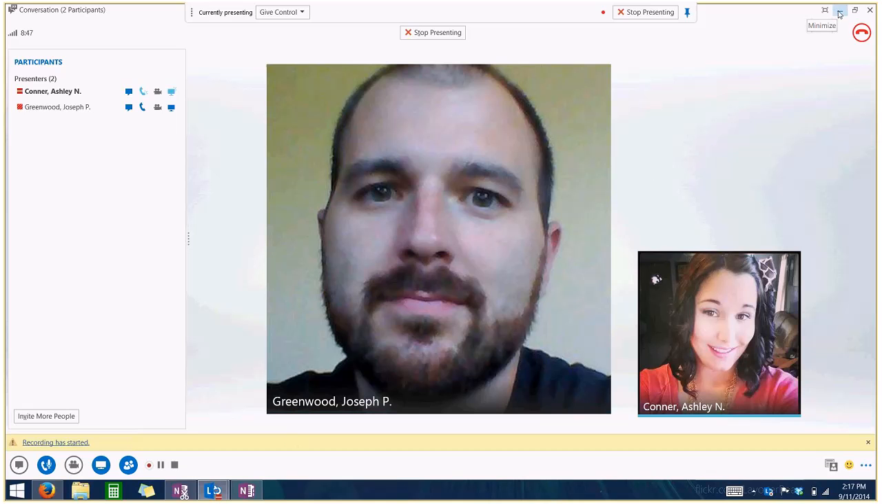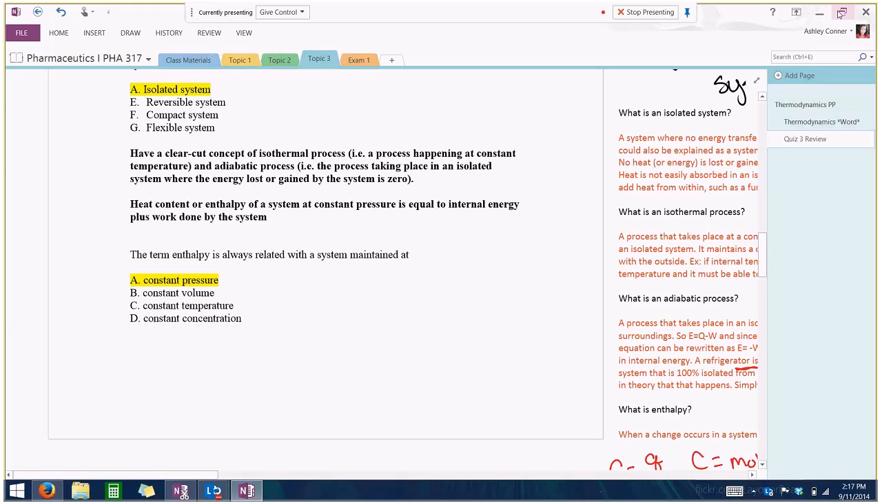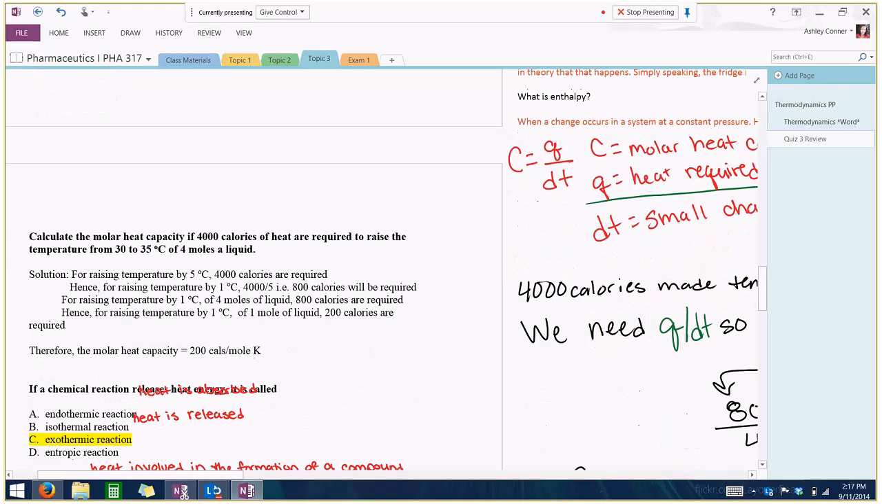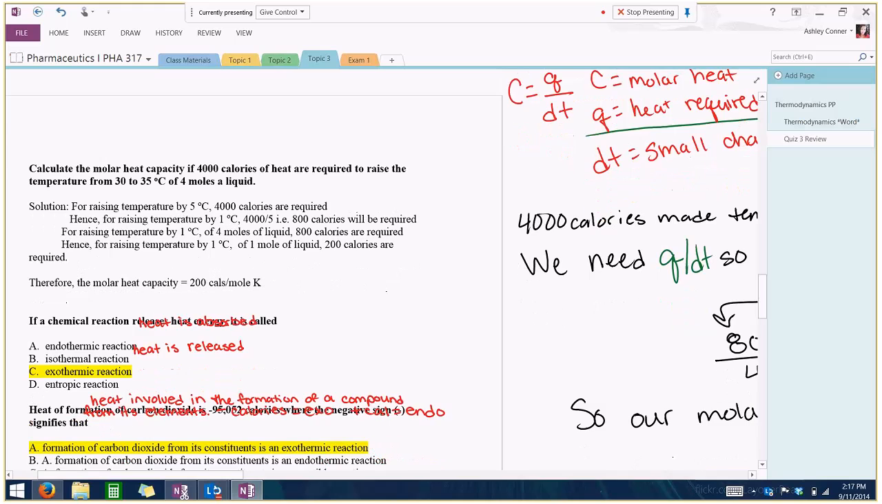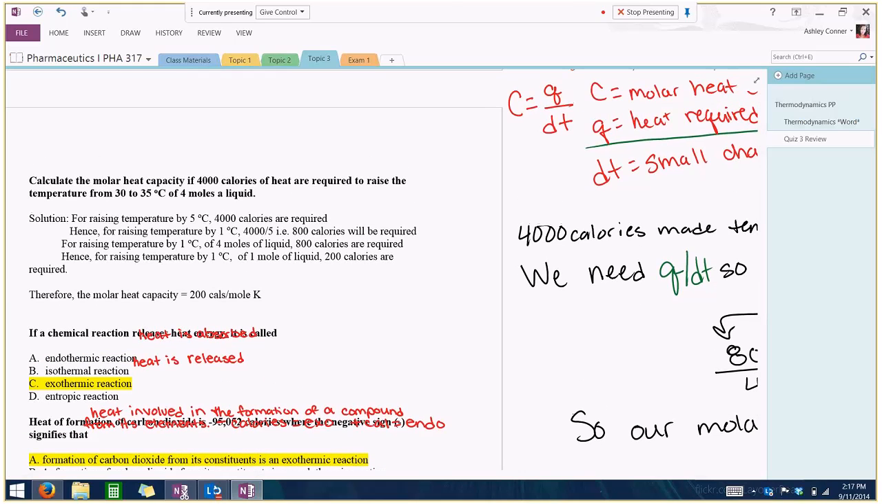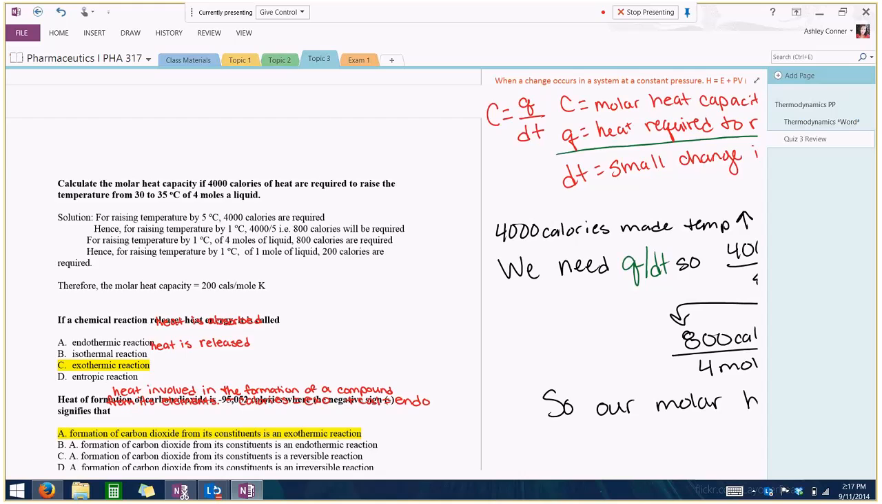Okay, this is our Wednesday lecture review over pharmaceutics. Joe and I are going to try and go through it and make it more understandable for anybody who has a question on anything we went through. I think where we started on Wednesday, didn't he start on the molar heat capacity? It was either that or Hess's law.